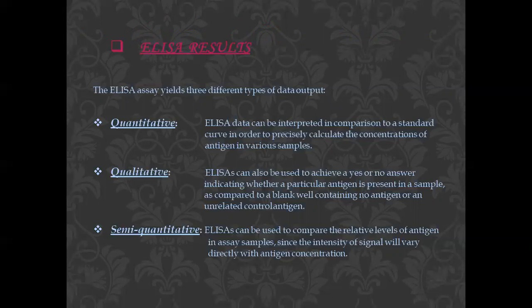The next, semi-quantitative ELISA can be used to compare the relative level of antigen in assay samples, since the intensity of signals will vary directly with antigen concentration. So this helps to identify whether the antigen level is increasing or not according to the reaction towards the antibody.